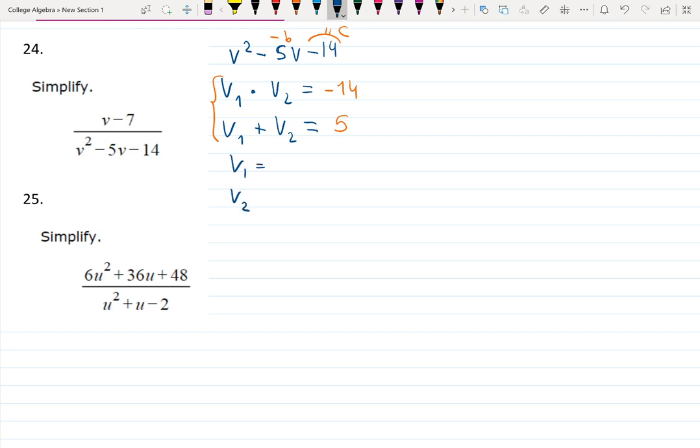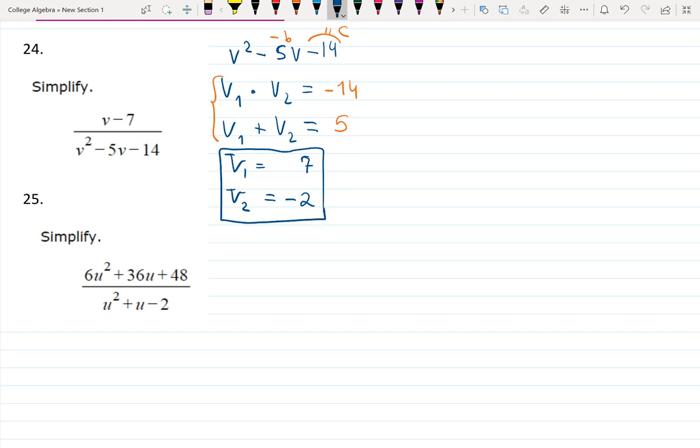v1 and v2, so I'm making a guess: 7 and 2. If I multiply 7 by 2, I will get 14, but I need negative 14, so one of them should be negative, either 2 or 7. Which one should be negative? Well, since the addition should give me plus 5, then the 2 should be negative, and the larger value should be positive. And that's exactly the answer here.